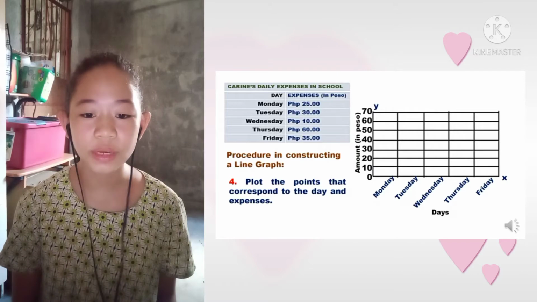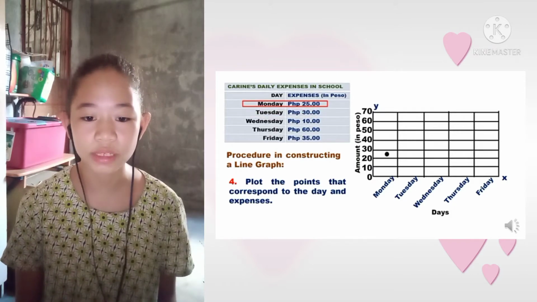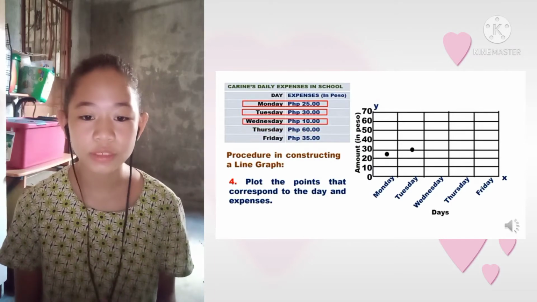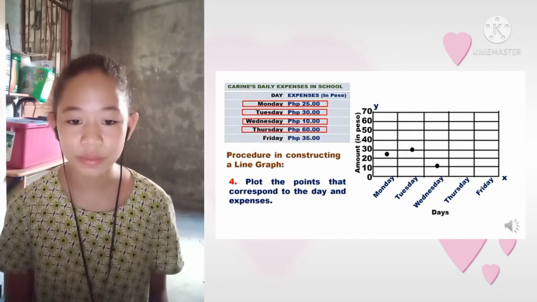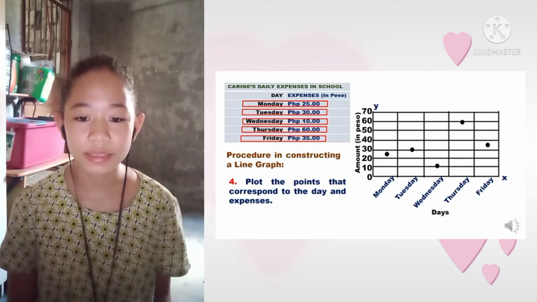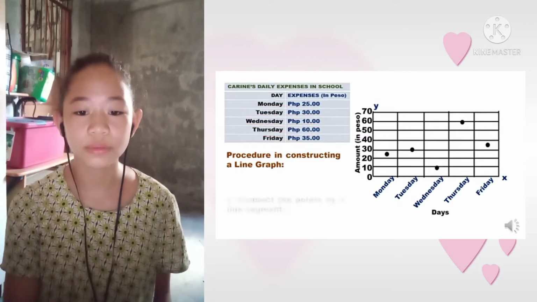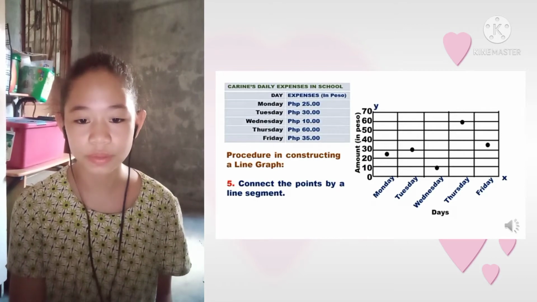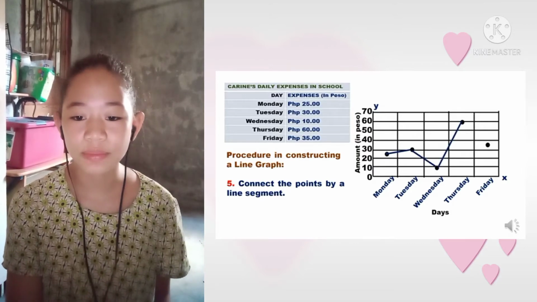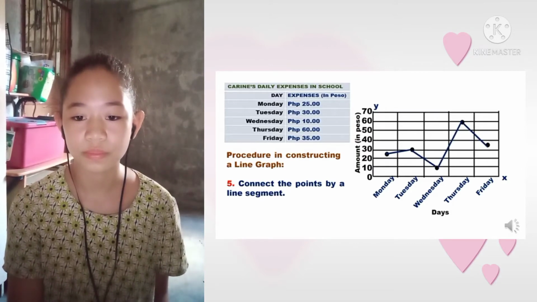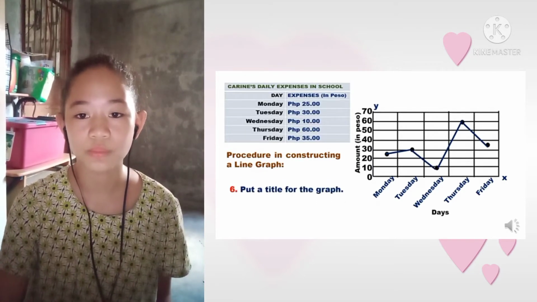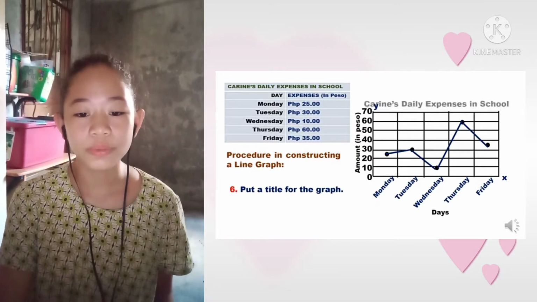Four, plot the points that correspond to the day and expenses: Monday, 25 pesos, Tuesday, 30 pesos, Wednesday, 10 pesos, Thursday, 60 pesos, and Friday, 35 pesos. Five, connect the points by line segments. Six, put the title for the graph.